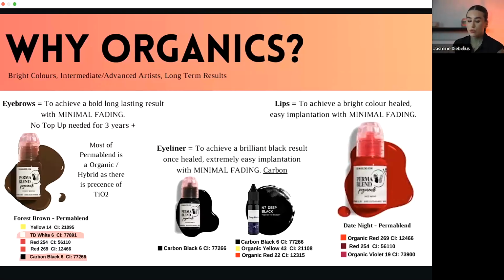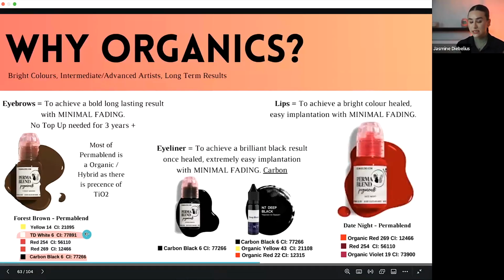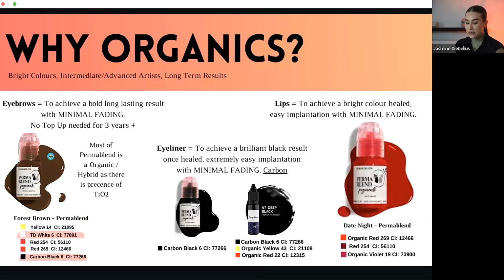So for example, you've got your Permablend, which is pretty much an organic, with the exception of TD and Carbon Black, this is going to behave like an organic. So it's going to be extremely long lasting in the skin. Eyeliner, I always use organics for eyeliners because I want that black to stay black.